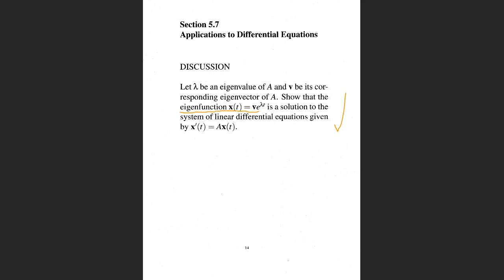Okay, so what we're doing here is we're letting lambda be an eigenvalue of A, and the vector v be its corresponding eigenvector of A. We want to show that x of t equals the eigenvector v times e to the lambda t is a solution to our system of linear differential equations.